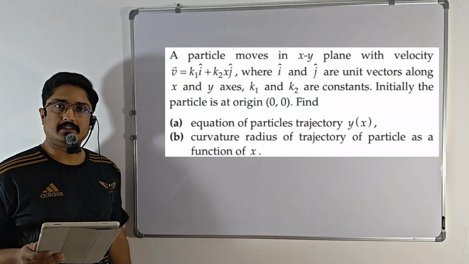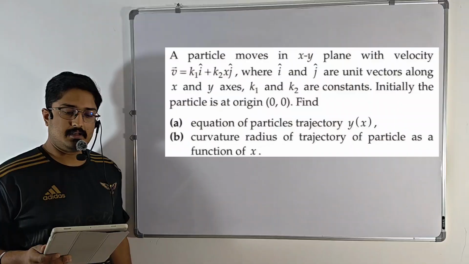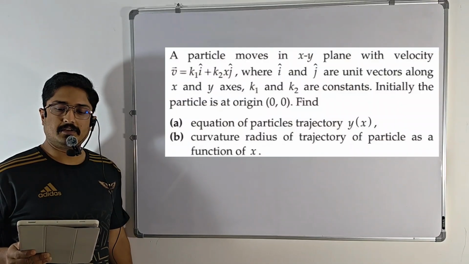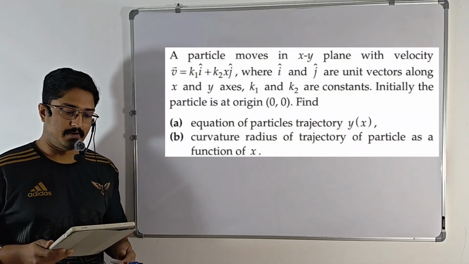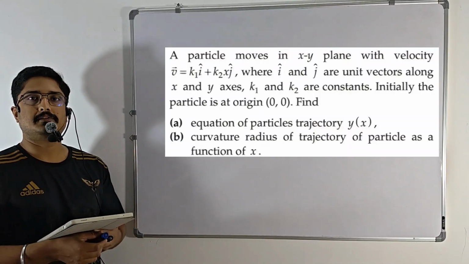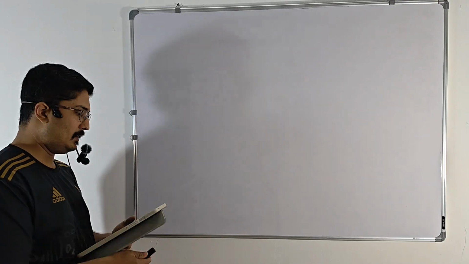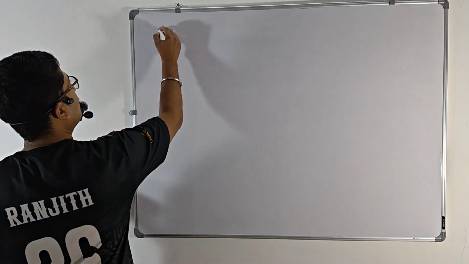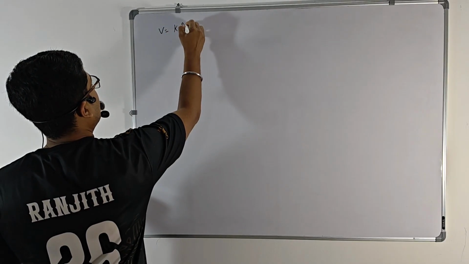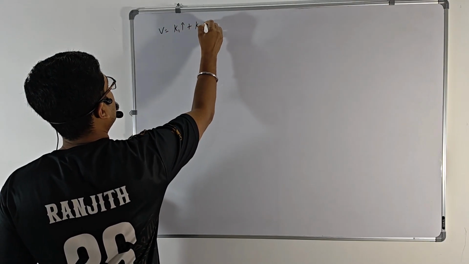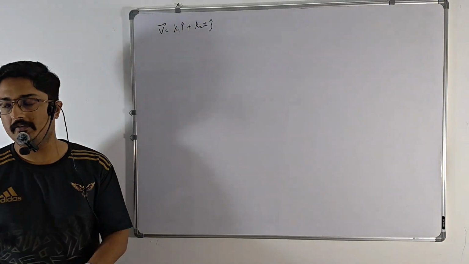Find the equation of the particle's trajectory in y and x terms, and the radius of curvature of the trajectory as a function of x. So you want to find the trajectory of the particle as a function of x. Let us first write down the equation of velocity that they are giving. The velocity given is v equals k1 i cap plus k2 x j cap. This is the velocity vector equation that they have given.